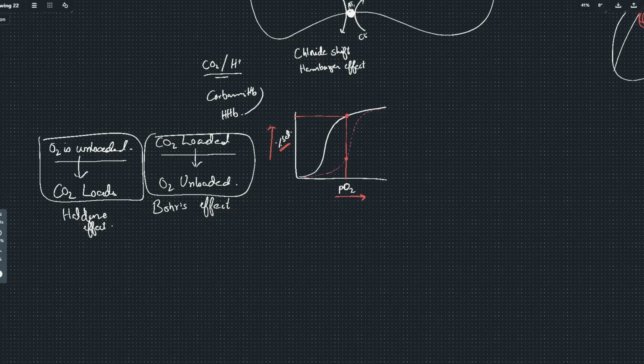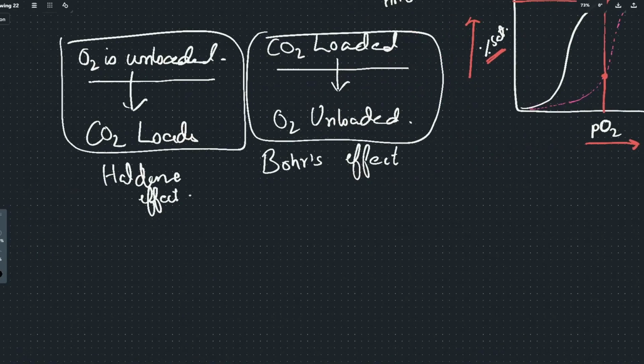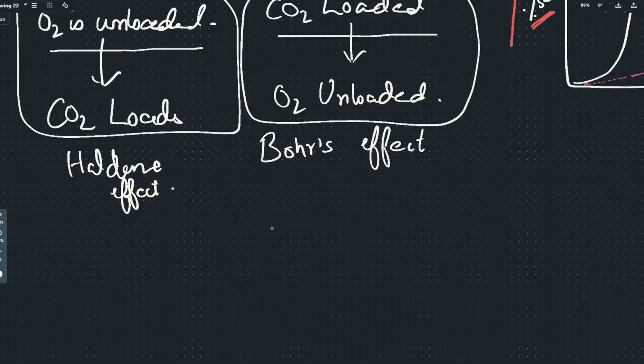We are not going to classify it into Bohr or Haldane effect on the basis of whether the O2 loads or whether the CO2 loads, but we are classifying it on the basis of cause. If O2 is causing it, it is Haldane effect. If CO2 is causing it, it is Bohr's effect. How can you remember this? How can you link the O2 with Haldane effect and CO2 with the Bohr effect?